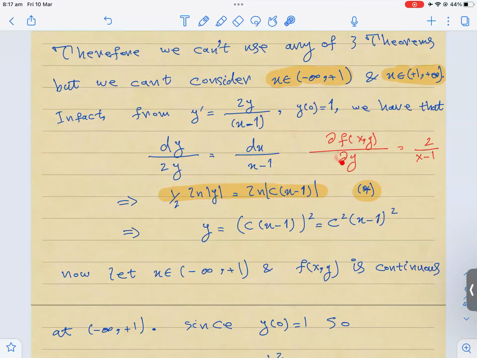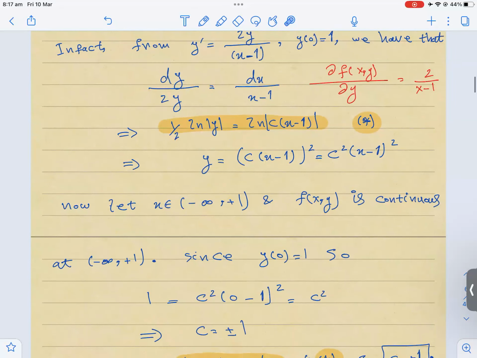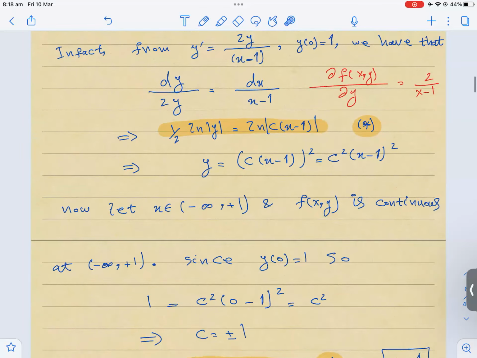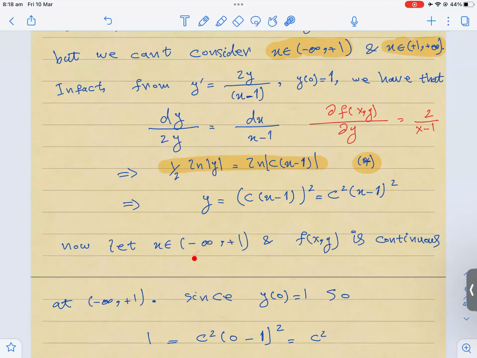And also for Picard's theorem, you see that the derivative of f in terms of y is this part, 2 over x minus 1, and f is continuous on this branch. x equal 1 is not included in this branch. So x belongs to this one. f is continuous on minus infinity to 1, of course. The initial condition belongs to this branch. Okay.